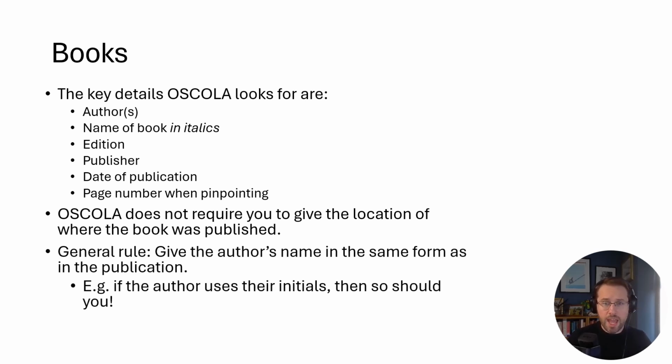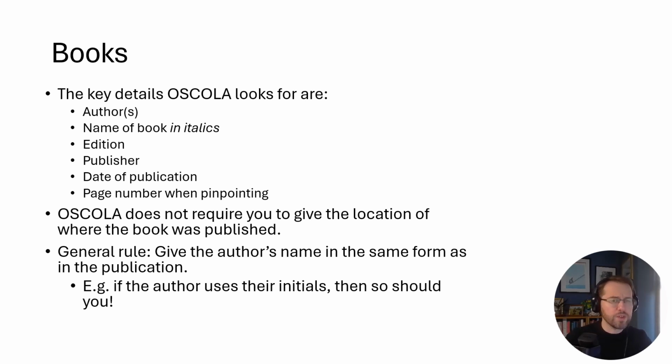In terms of how to format or write the name, some authors will use their abbreviated name, so they won't actually be known by their first names. They'll use initials like J.R.R. Tolkien, for example, J.K. Rowling.